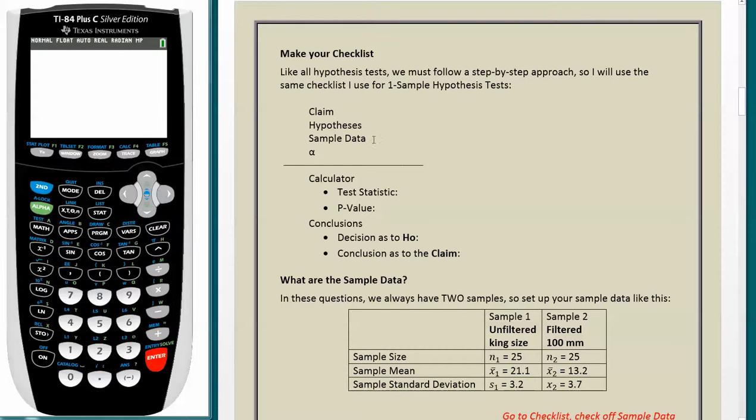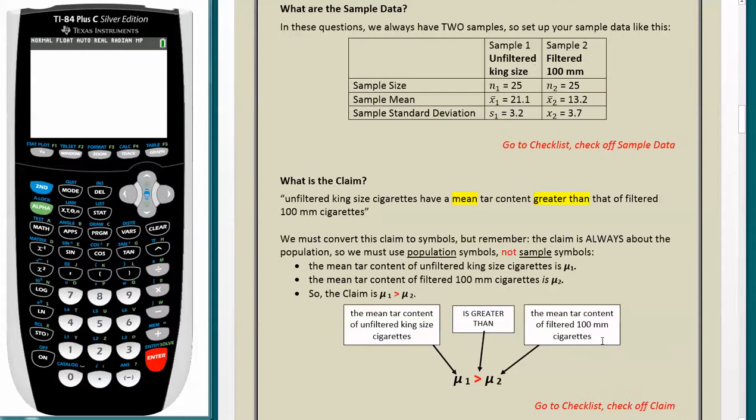So you see up here, one of the items on our checklist is sample data. So what are our sample data? In these questions, we always have two samples, so set up your sample data like this. Sample 1, and right next to it sample 2. Here you have sample size, the sample mean, and the sample standard deviation. And all of these numbers came right from the problem. Be careful when you put them in. Don't mix up n and x bar and s. Be sure you put them all in the right place. So once you have your sample data listed like this, you can go to the checklist and check off sample data.